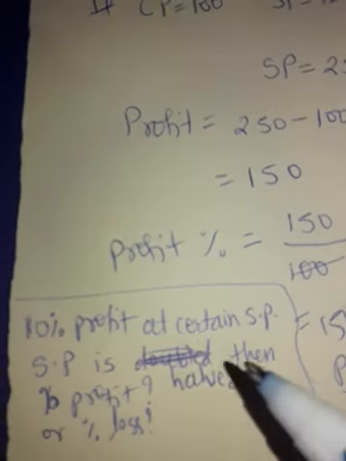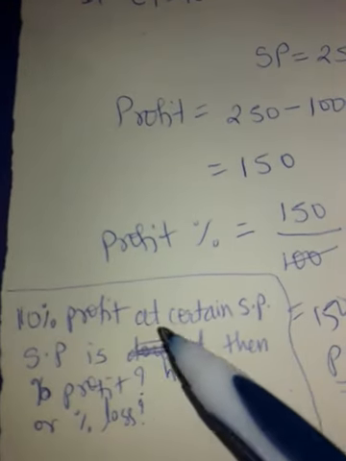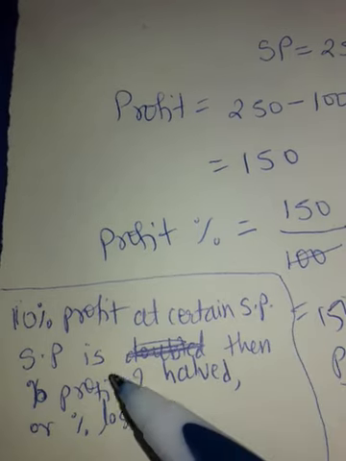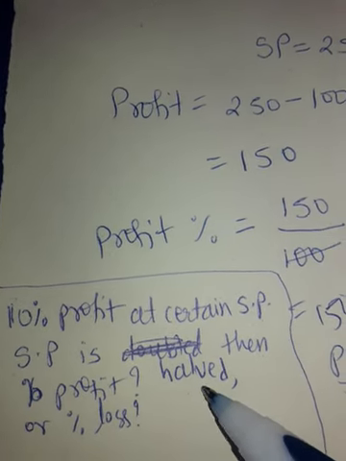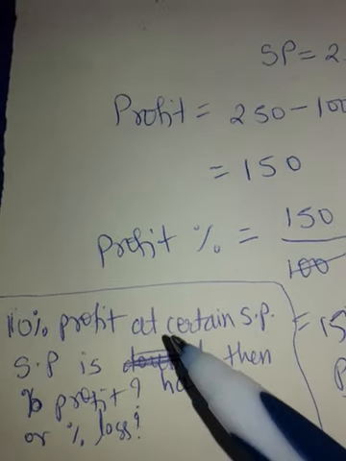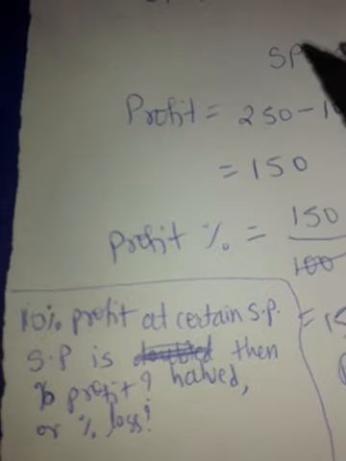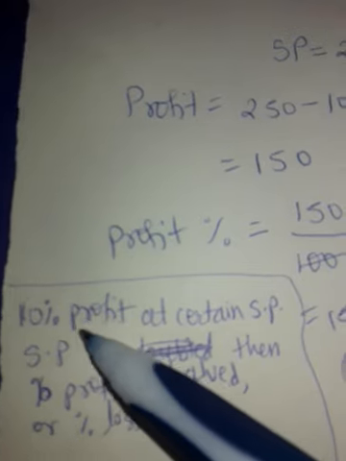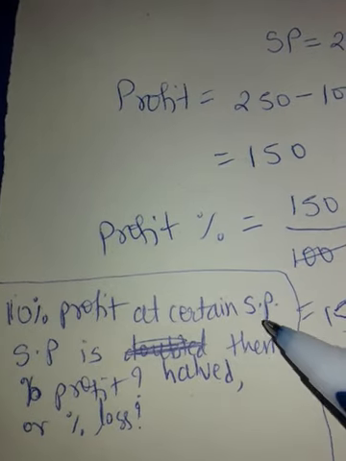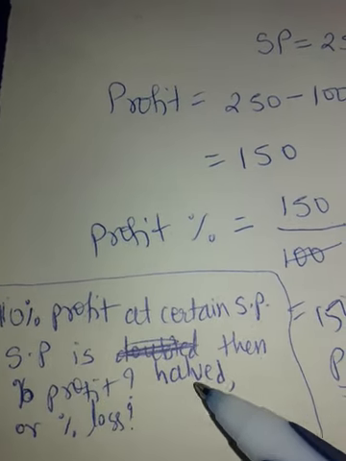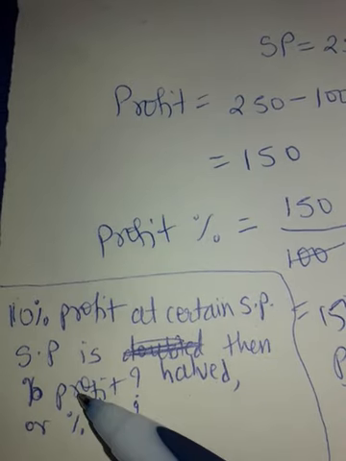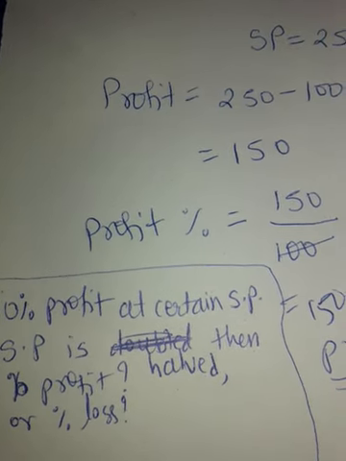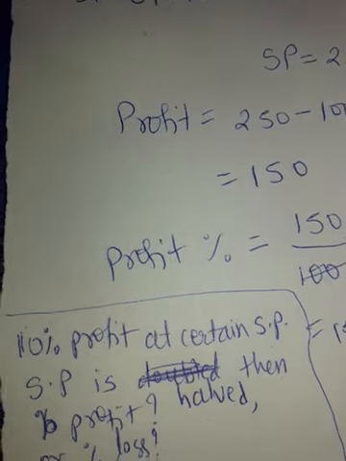If I change the question like this: 10% profit at a certain SP. Now SP is halved. Halved means what? Half. Earlier what was the question? SP was double, so there was an increase in profit. Now I am saying earlier it was 10% profit at a certain SP, but now SP is halved. Then what is the percent profit or percent loss? The procedure is going to be exactly the same. No difference.